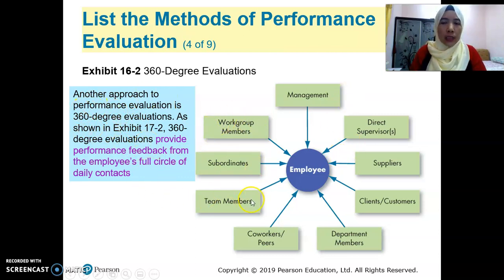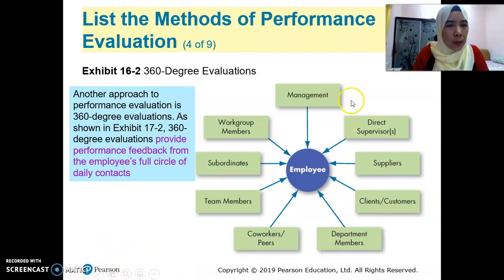360 degree evaluation is based on geometry. You remember when you studied geometry, a straight line is 180 degrees. So half of this, the line on the top, belongs to 180. Down on the horizontal line is another 180. So altogether, 360 degree evaluation. That means they use all the people around the employee that is being evaluated.